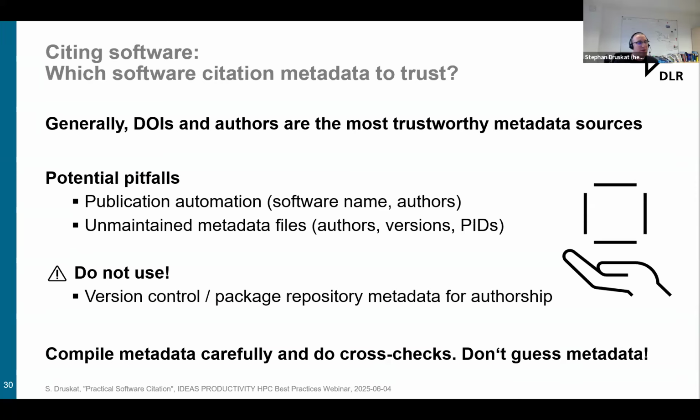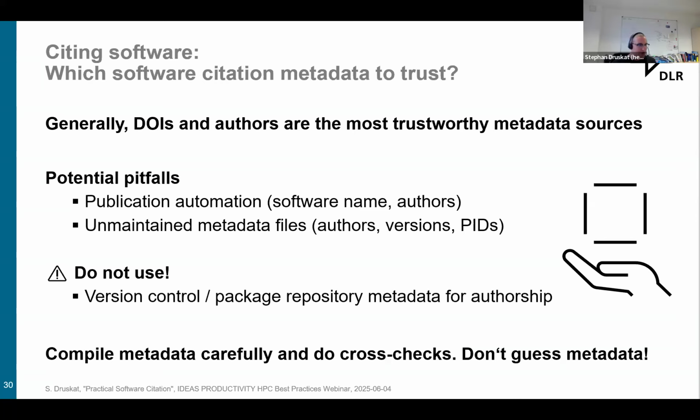Also, the source code repository may contain metadata files, but they may be unmaintained. So one recommendation I really have is compile the metadata carefully, do cross checks. So look at the version that the version flag may give you on the command line, and look at the version that's in the citation.cff file. Make sure they match, and don't guess any metadata, because guessing metadata will probably give you a worse result than using some of the strategies I'll talk about in a second.